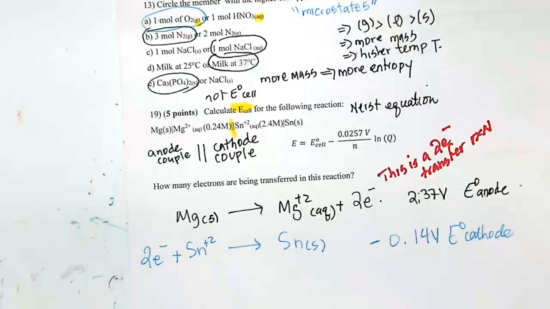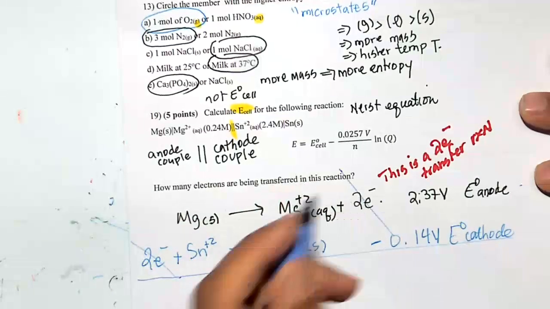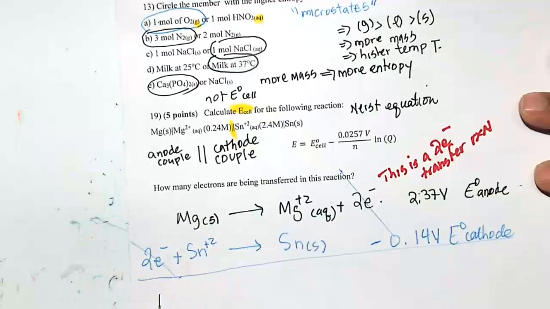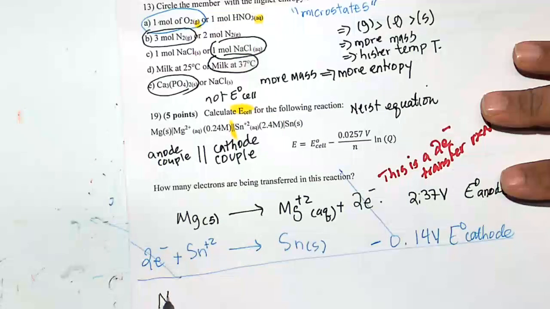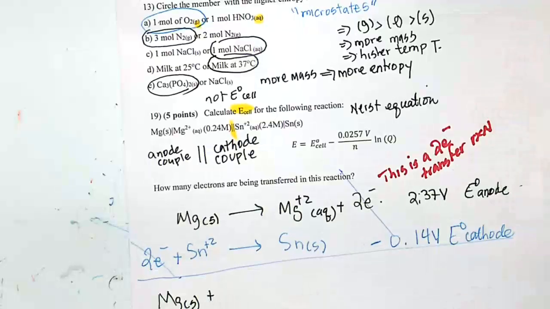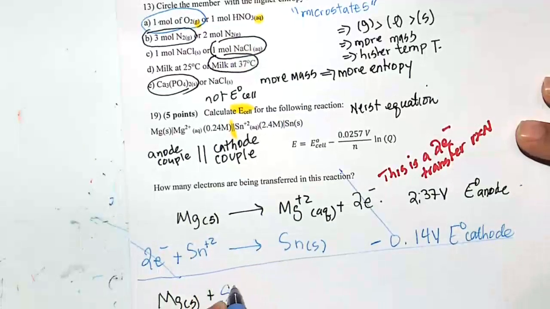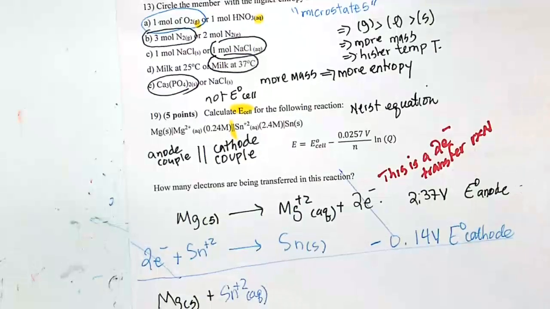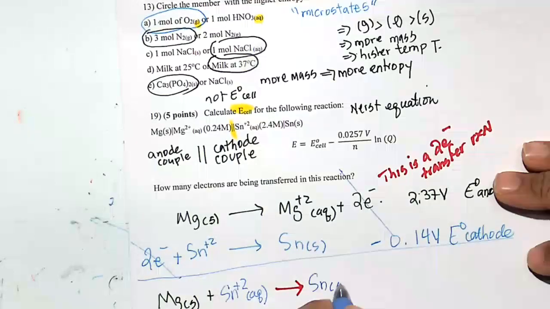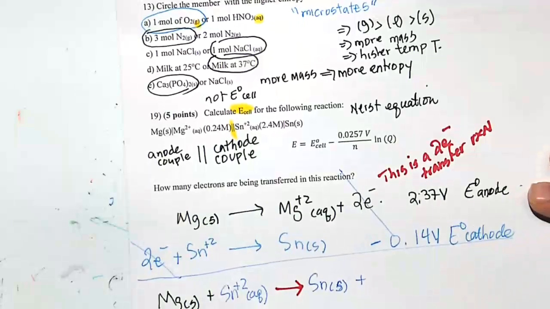Okay, and let's do this here. So 2 electrons cancel. So we're basically going to get this: magnesium solid plus Sn2 aqueous, and this is going to go to Sn solid plus magnesium aqueous.